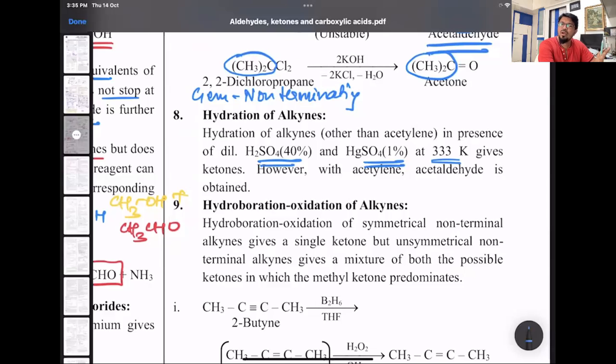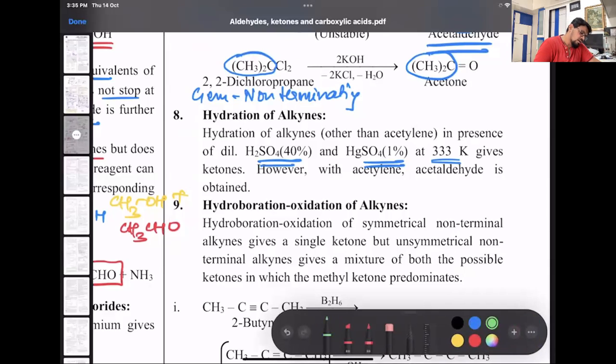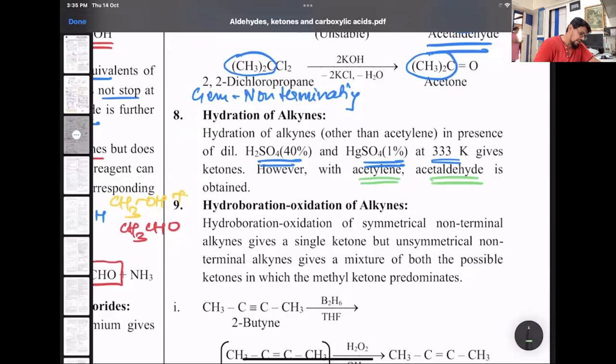Very important: only acetylene, that's an important point. With acetylene only acetaldehyde is formed. So the only aldehyde formed by hydration of alkynes will be acetaldehyde. Keep in mind, higher alkynes, when you add water, will add as per Markovnikov's rule, and you will get a compound which on tautomerism will give only ketones. You won't get any aldehydes over there. So keep that in mind.